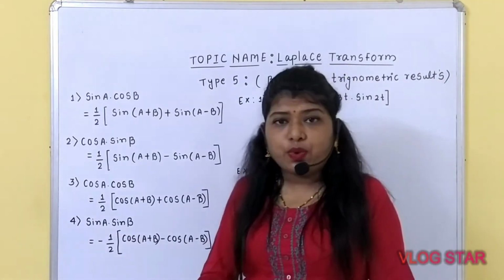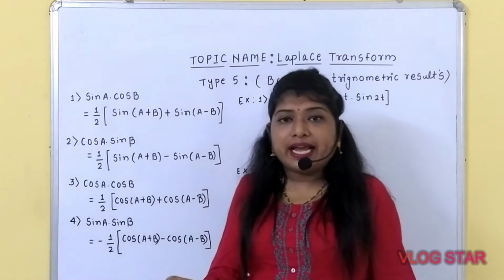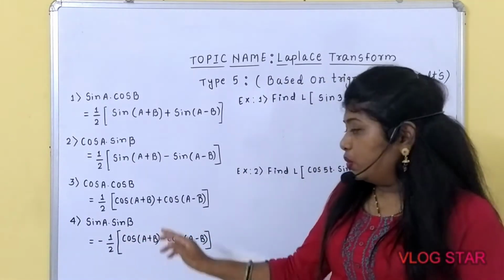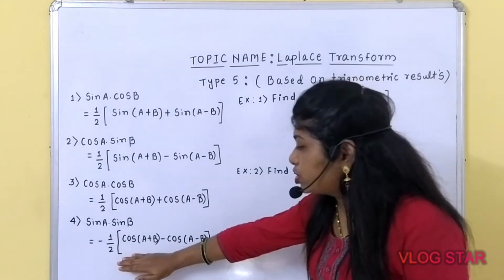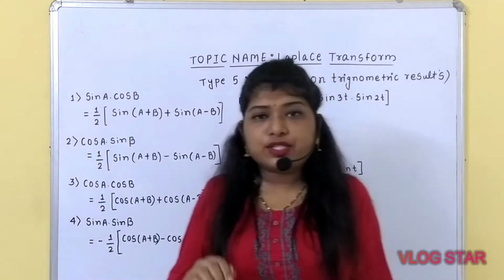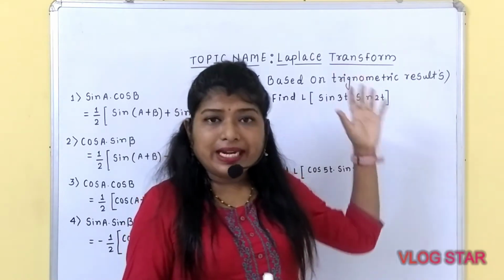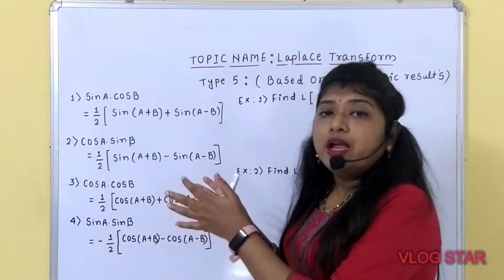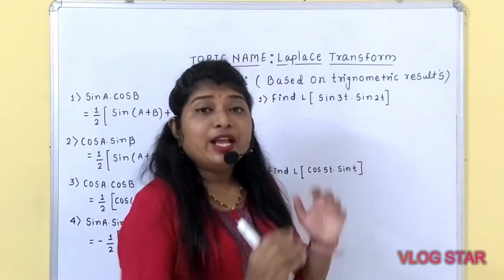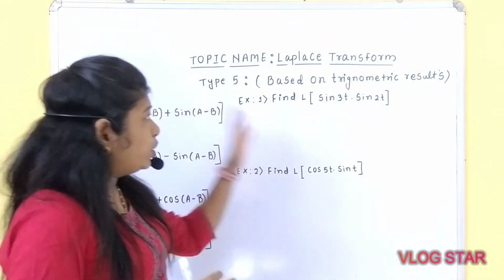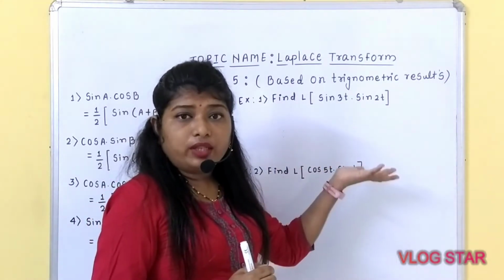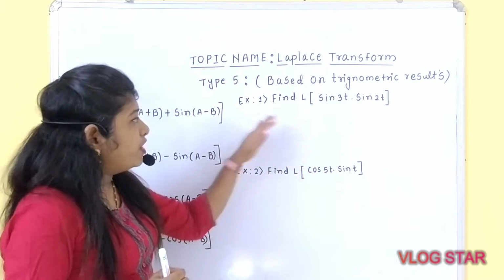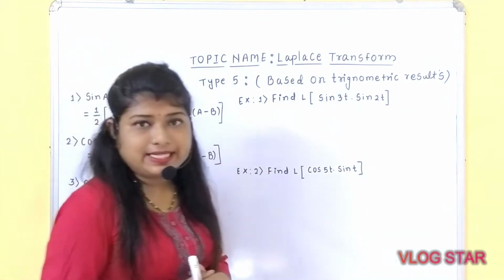And the last formula is what? Sin A into sin B, which is equal to minus 1 upon 2 inside the bracket cos of A plus B minus cos of A minus B. So to understand this concept, you need to remember 4 important trigonometric results. Am I right? Now in today's lecture, as I told you, we are going to solve problems based on type number 5. So let's consider the first example to understand this type.